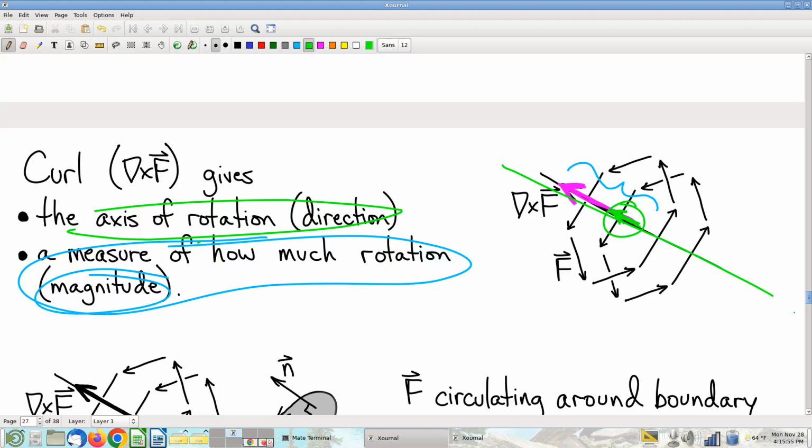I do want to point out not all vector fields that have curl are going to have circular flow lines, right? But it's going to be that kind of thing.